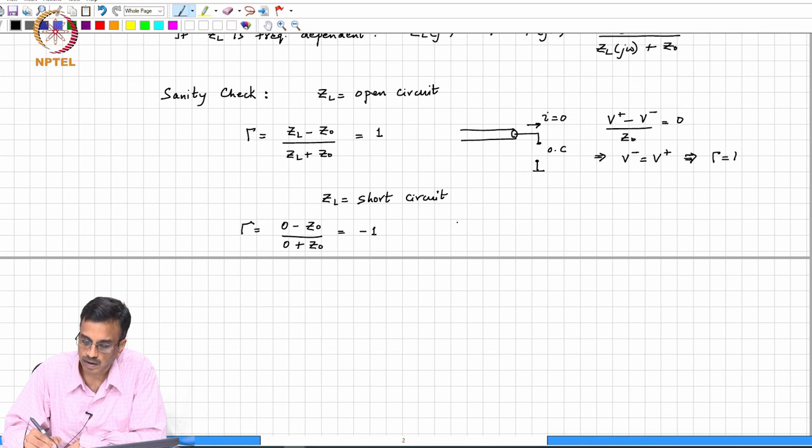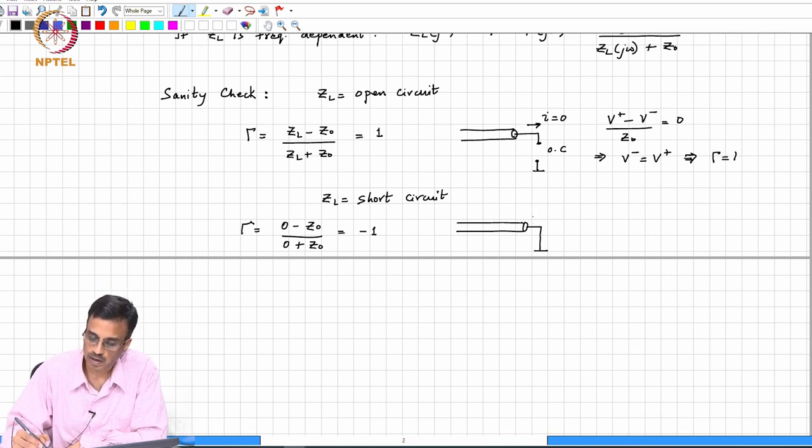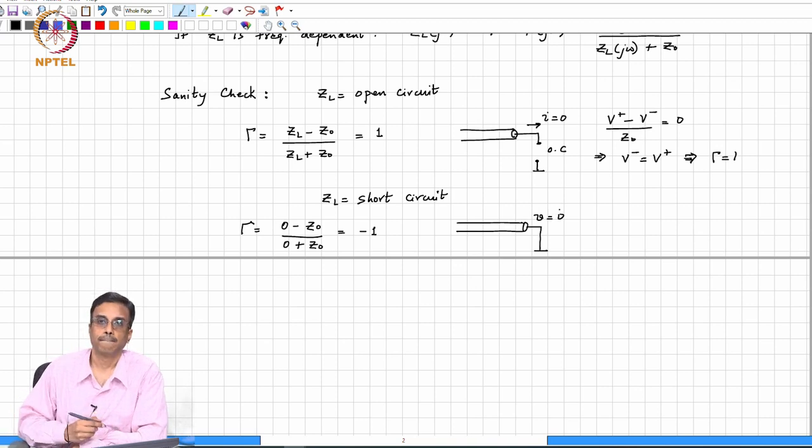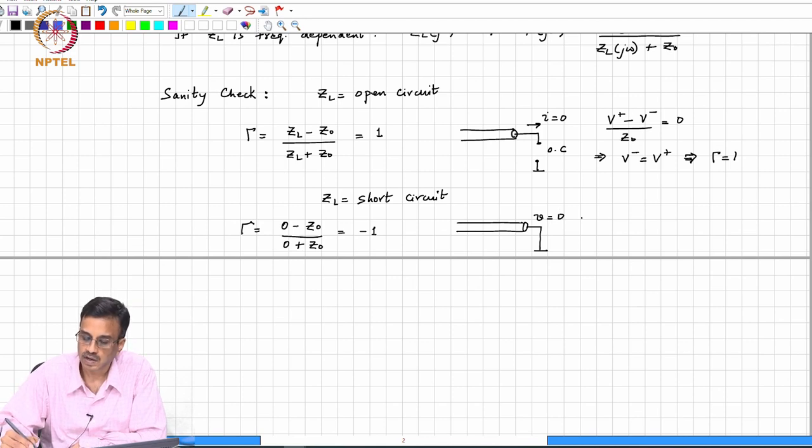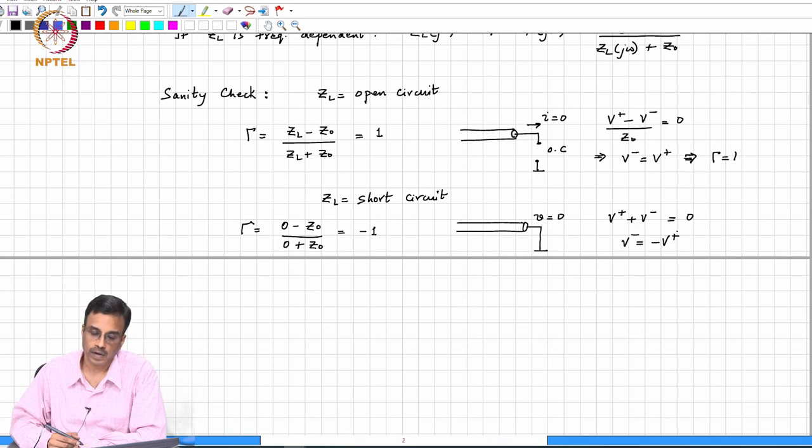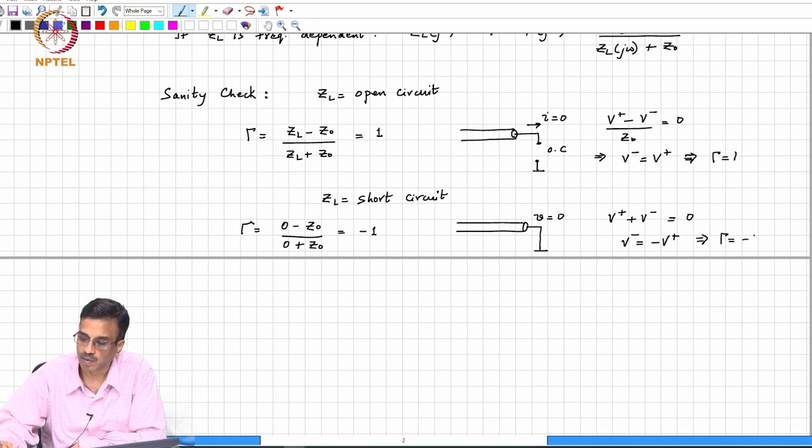And how do we figure this out? This is when the voltage here is 0, and the voltage at the end of the transmission line is V plus plus V minus, which is equal to 0, which means that V minus is equal to minus V plus. So this is equivalent to saying that gamma is minus 1.